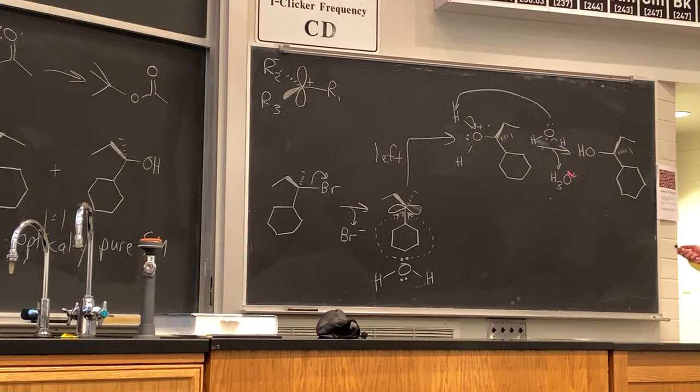Okay, and this step is very rapid. Proton transfers between two heteroatoms, two oxygens in this case, are some of the fastest reactions we have in organic chemistry. So this occurs very rapidly, giving us this alcohol product. Question?